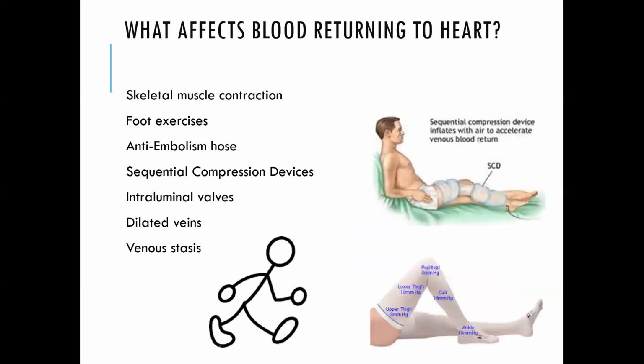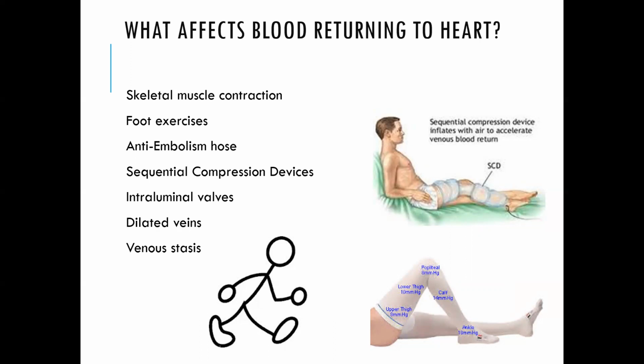So what kind of things affect blood return to the heart? Well, skeletal muscle contraction pushes blood back up to the heart. Bed rest decreases blood flow from the legs by 50%. That is why people that are on bed rest are at such a high risk of clots, because it decreases that blood return 50%. Foot exercises. So skeletal muscle contraction pushes blood back to the heart. So have them pretend like they're pumping the gas in the clutch whenever they're in the bed.